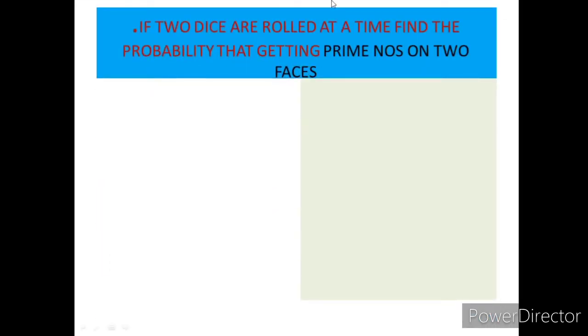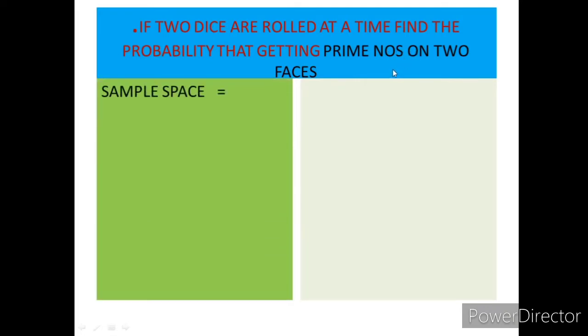Shall we move to the second problem? So the problem is like this. Two dice are rolled. Find the probability of getting, here the event is like this, prime numbers on two faces. In the previous slide, it was getting the same number on two faces. Here it is getting prime numbers on two faces. Write down the sample space and n of S. Then you have to write down the sample space table.